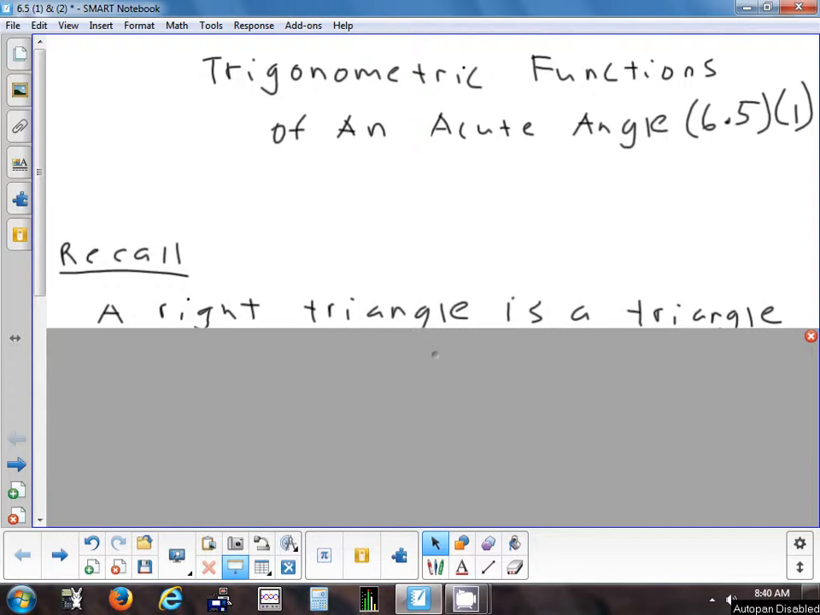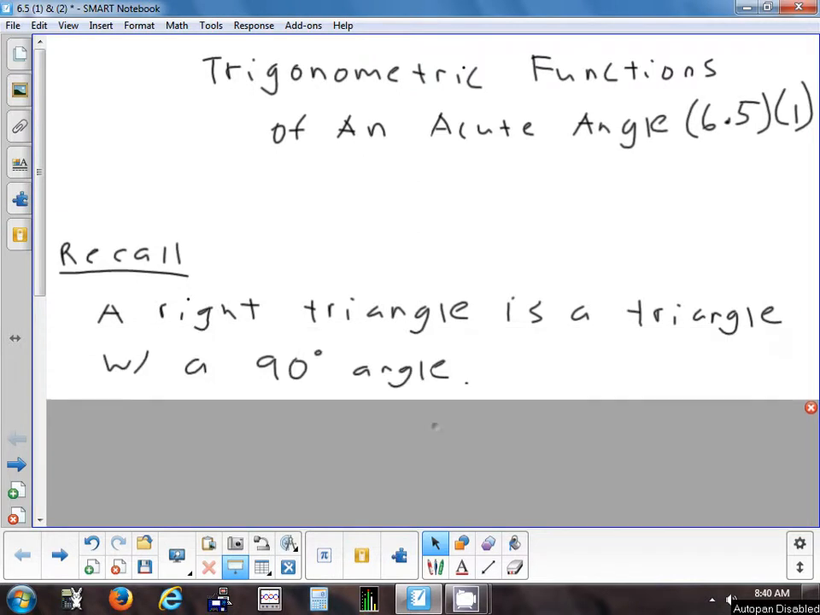Okay, does anybody remember what a right triangle is? Yeah, it's a triangle that has a right angle or a 90-degree angle. Every problem that we do with a triangle this week is going to be a right triangle.